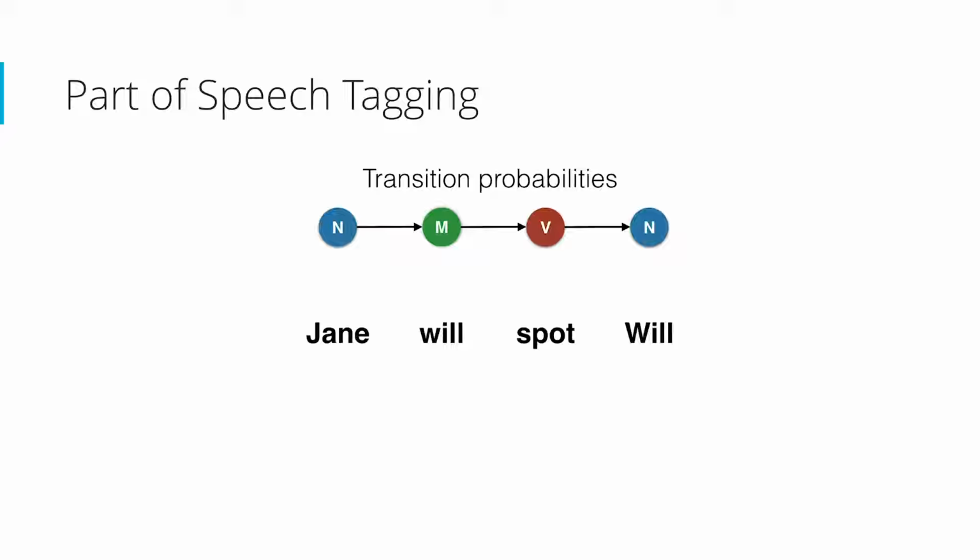Now the second set of probabilities we need to calculate are these. What is the probability that a noun will be the word Jane, and that a modal will be the word will, etc.? These also need to be relatively high for our tagging to be likely. These are called the emission probabilities.